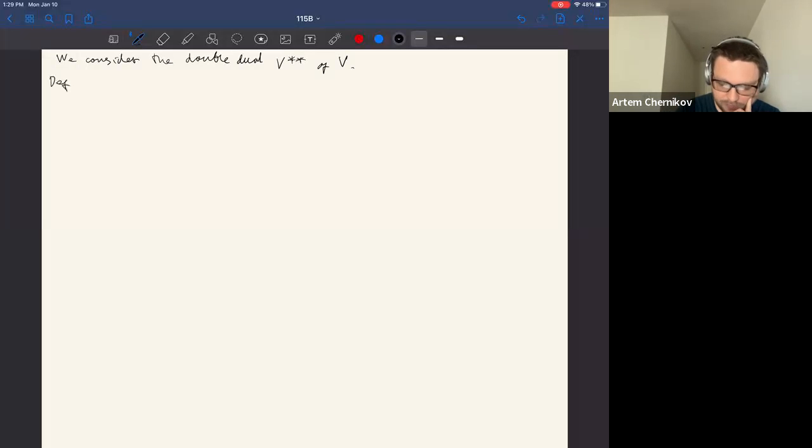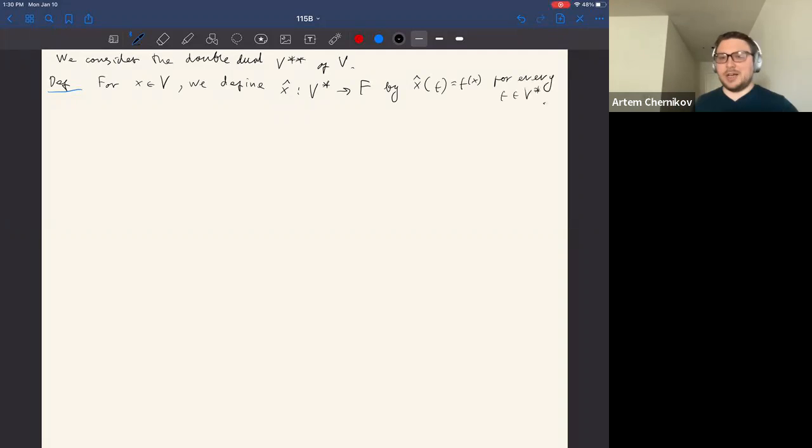So first of all, we have the following definition. Given a vector X in a vector space V, we define X hat to be a function from the dual space V star to the field of scalars F. And we define it by saying that the value of X hat on F is equal to F of X for every F, an element of the dual space V star of V. So we define it like this.